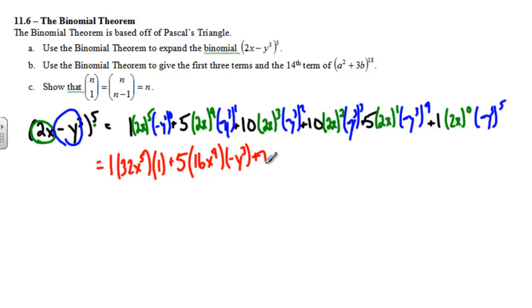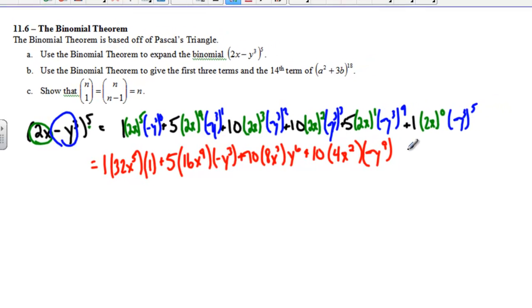And then we got plus 10. 2x cubed is 8x cubed. Negative y cubed squared is y to the sixth, positive. And then we got 10, 2x squared is 4x squared. Negative y cubed cubed is negative y to the ninth, power to a power we multiply.